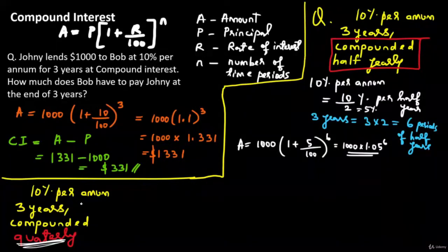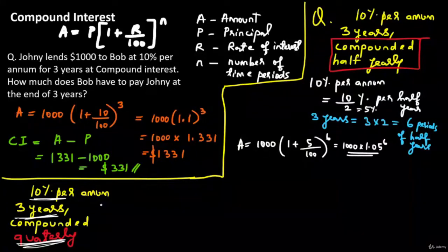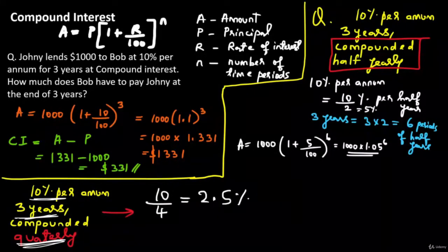So if it's mentioned that the interest is compounded quarterly, you have to change the interest and the number of years into number of quarters. So we have 10% per annum. That would be 10 by 4, which is 2.5% interest per quarter. And then you have 3 years. So 3 years is equal to 3 into 4. That's 12 quarters. Now you can just apply the formula over here.